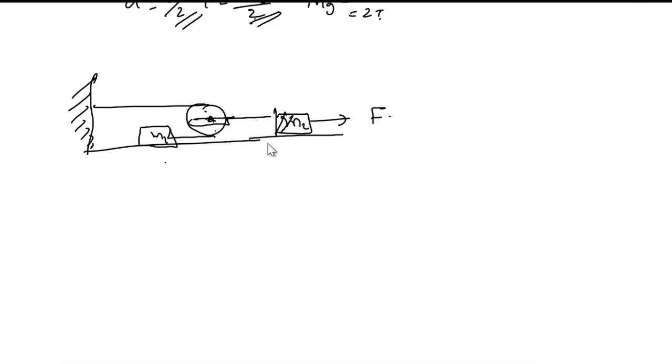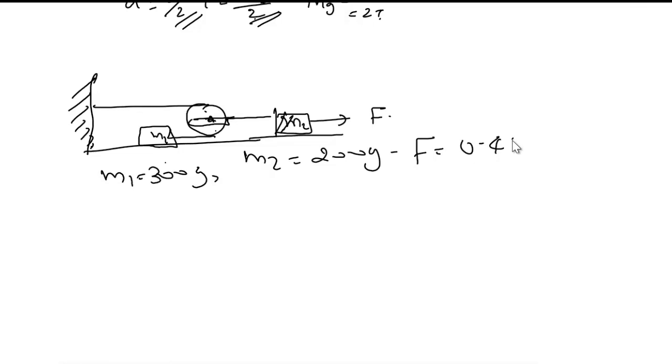Compute the tension in the cord connecting M2 and the pulley and the acceleration of M2, if M1 equals 300 gram, M2 equals 200 gram, and the force applied is 0.40 Newton. So here we need to find the tension in the cord connecting M2 and the pulley, and the acceleration of M2.